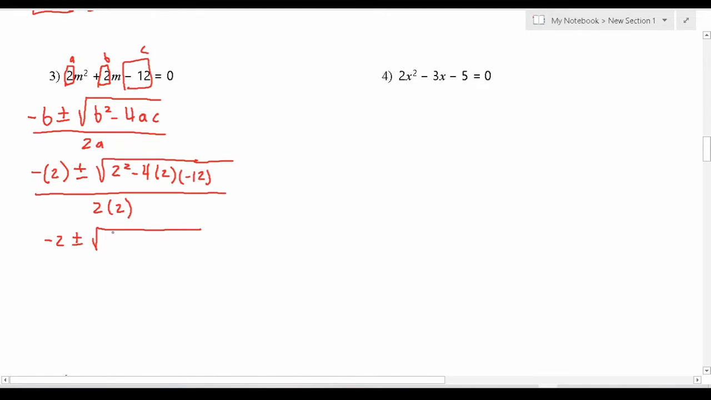Again, 2 squared is simply 4. And then we have negative 4 times positive 2, which is going to be 8, or negative 8, times negative 12, which is going to become positive. So this is going to be plus. Again, 4 times 2 is 8, or negative 8. Negative 8 times negative 12. Let's see what that's going to be. 12 times 8. 8 times 2 is 16. Carry the 1. 8 times 1 is 8, plus 1 is 9. So we can see this is 4 plus 96, all over 2 times 2, which is 4.